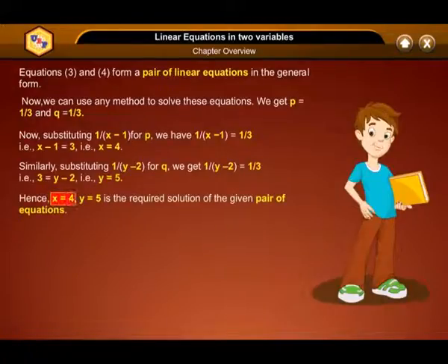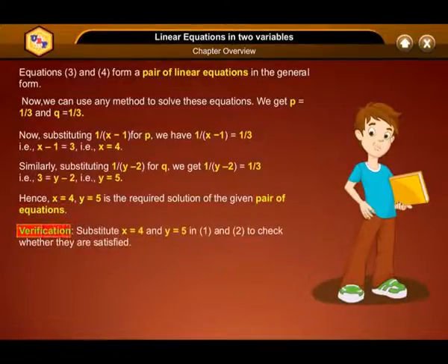Hence, x = 4, y = 5 is the required solution of the given pair of equations. Verification. Substitute x = 4 and y = 5 in 1 and 2 to check whether they are satisfied.